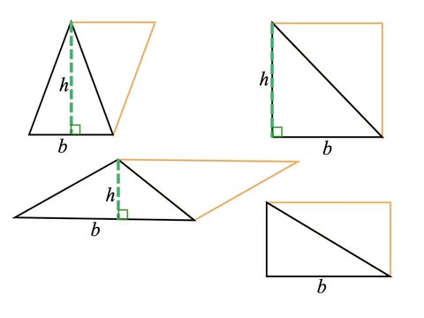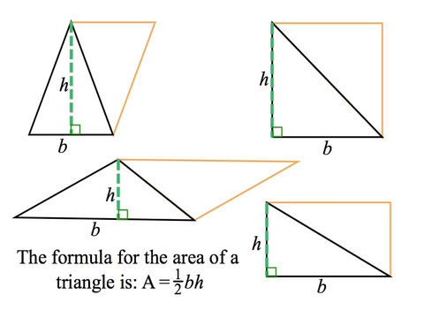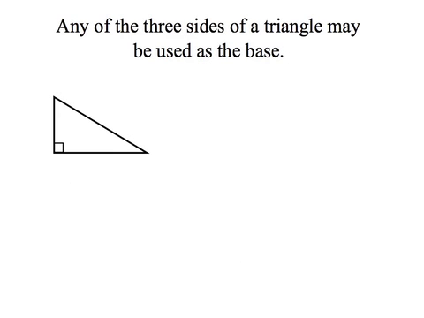And then for our final shape, the whole thing is a rectangle, and half of it is a right triangle, and the height is the same as the width of the rectangle. Once again, we've shown that the formula for the area of a triangle is that the area equals one half times the base times the height. Any of the three sides of a triangle may be used as the base.